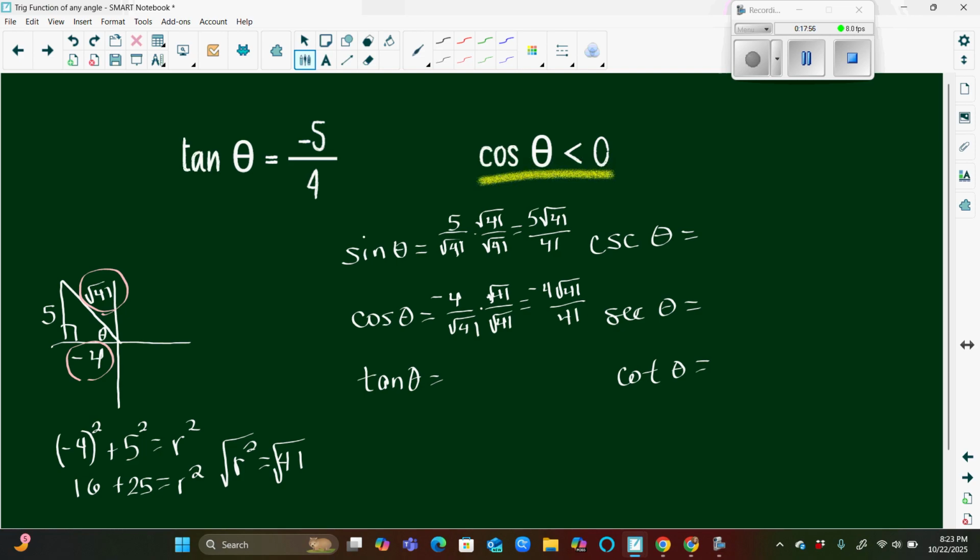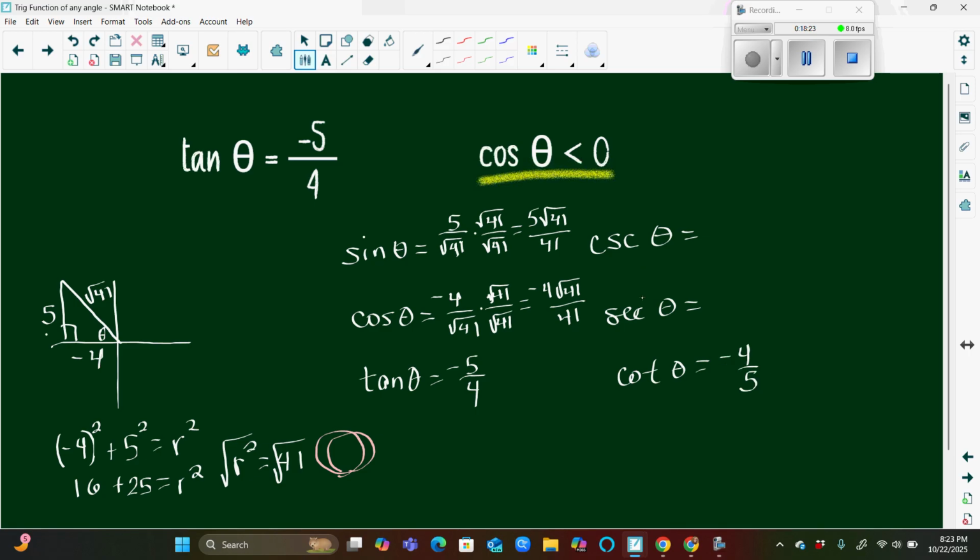And then tan is going to be, let me move this out the way, tan is y over x. So we have y is 5 and x is negative 4. So we're going to have 5 over negative 4, which is negative 5/4, which was actually our given information as well. So cotangent is going to be the reciprocal of that, which is going to be negative 4/5.